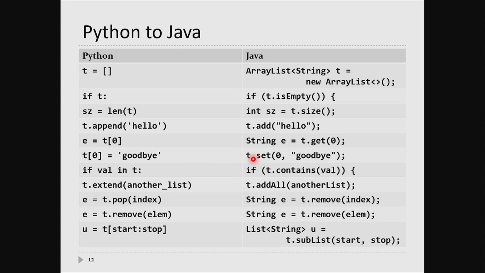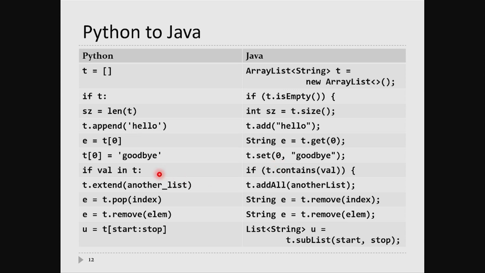To do an assignment, you use the set method. So t.set(0, "goodbye") will set the first element of the list to the string goodbye. Now, there's actually a big difference here. If your list is empty and you do t.set(0, ...), you'll get an exception. So there has to be an element at this index in Java for that to work. If there's not an element there, you'll get a runtime error.